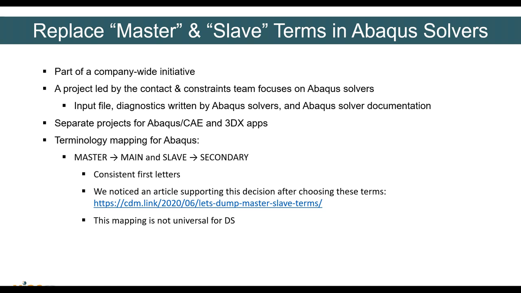We have been using the terminology master and slave in Abaqus for a long time, probably since the beginning. And recently, we have been realizing that there's less acceptability of this terminology. So we are moving to new terminology. There has been a company-wide initiative to move to the new terminology. From master, we are naming it main, and the slave, we're moving to the new terminology called secondary. So it's now main and secondary.